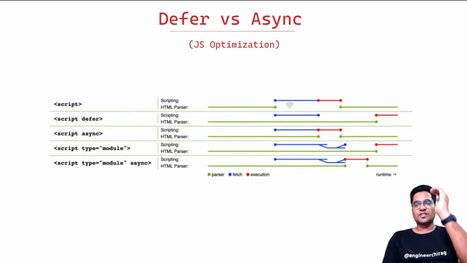I'm going to download, which is my blue line. Once I've downloaded, I have to execute this also. Now the execution of that script will happen. Once it is done, your new lines will basically get parsed. This is how a normal script loads.